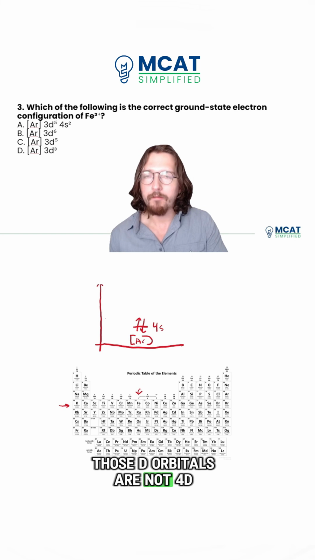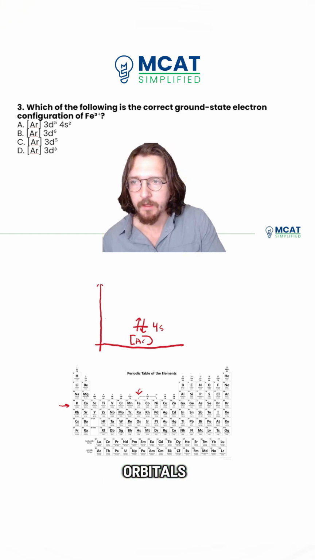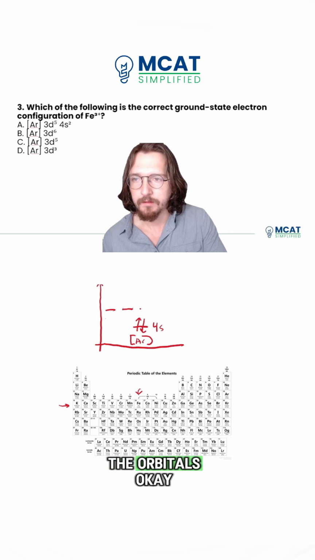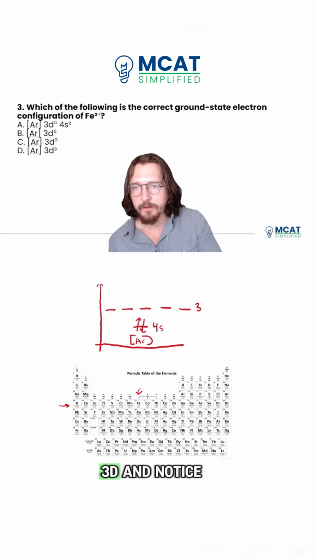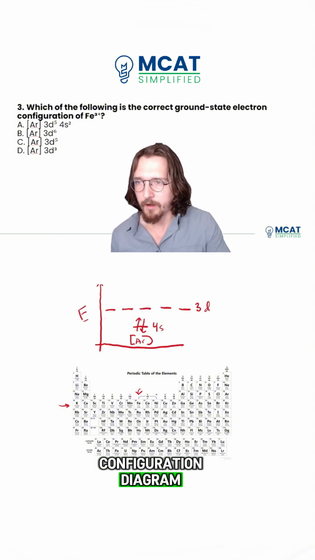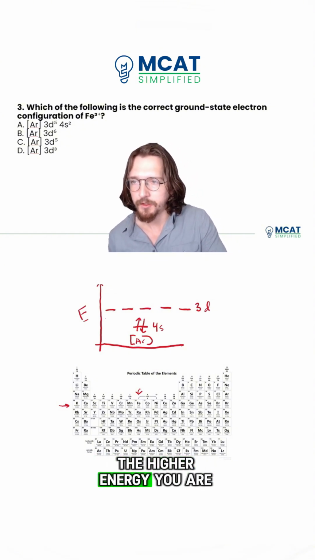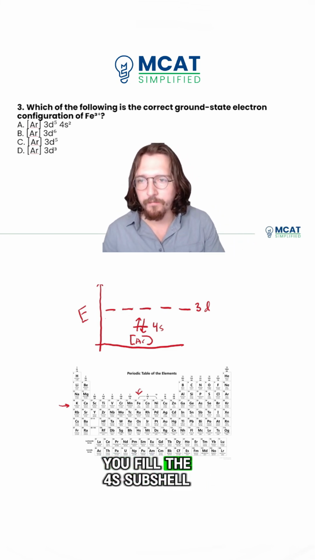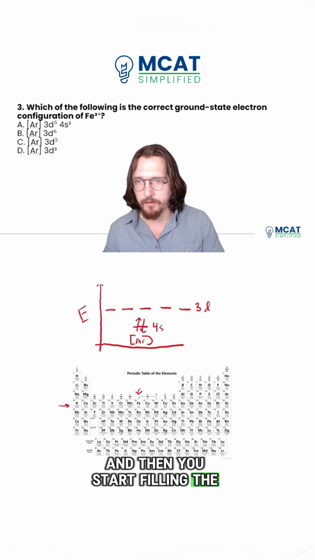However, those d orbitals are not 4d orbitals, they're actually 3d orbitals. And remember for the d shell, there are 5 orbitals, so there are 5 of them here. This is 3d. This electron configuration diagram is based on energy level, so the higher you go, the higher the energy. The rule is that you fill the 4s subshell first, and then you start filling the 3d subshell.